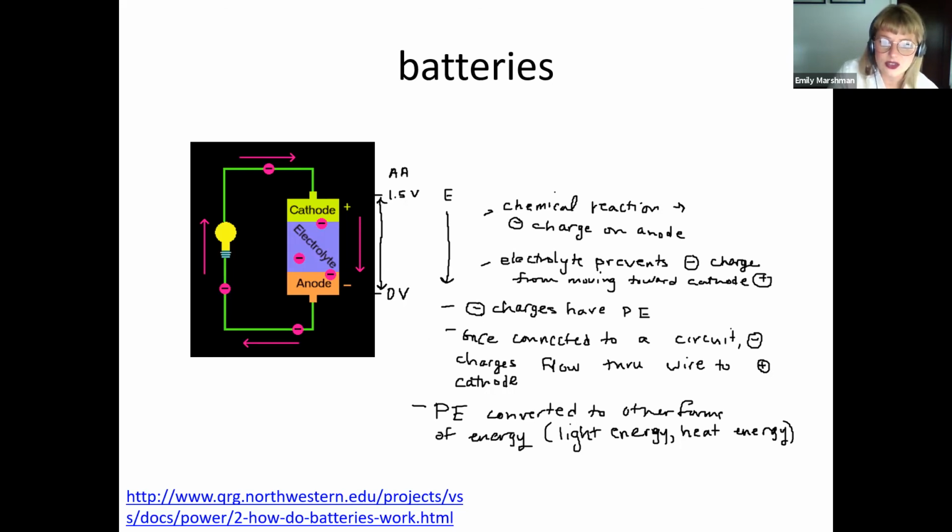So these negative charges over here on the anode, they have potential energy, right? They're forced into being somewhere where they don't want to be due to this chemical reaction. There is a potential difference across the battery, and there's a potential energy difference.